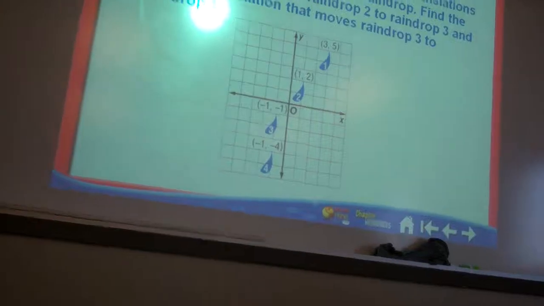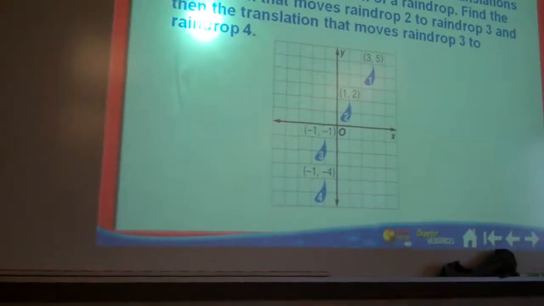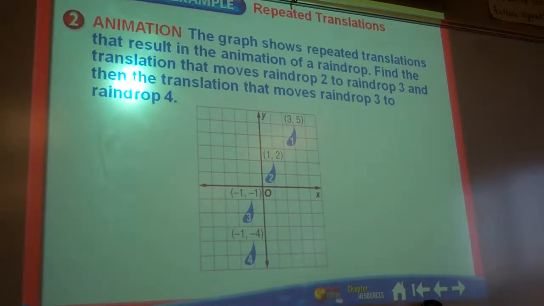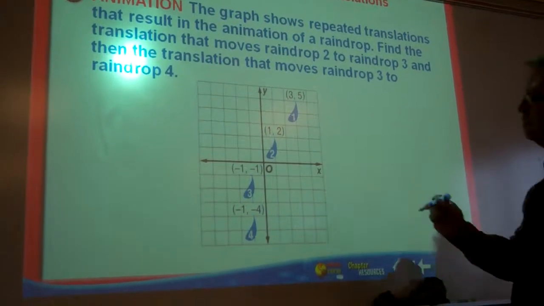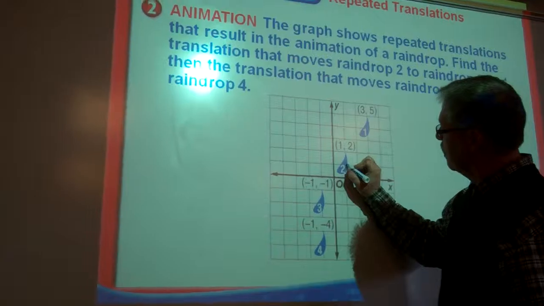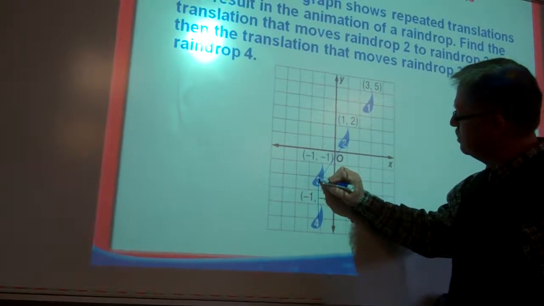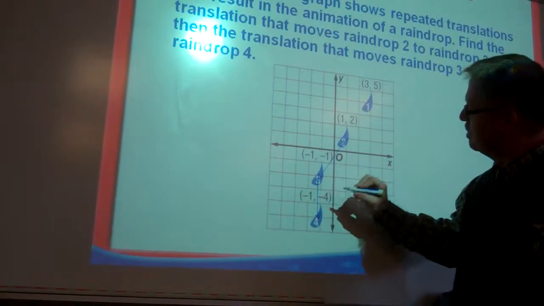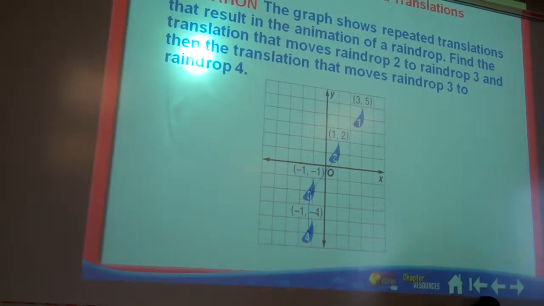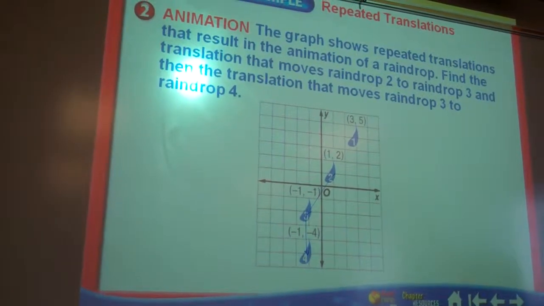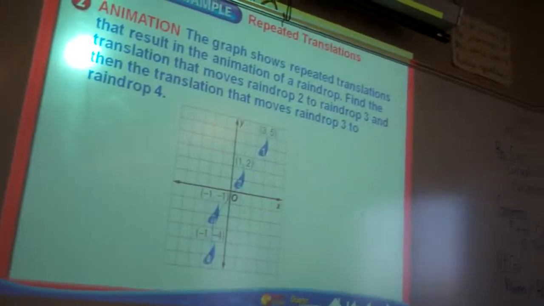We want to move raindrop 2 to raindrop 3, and then raindrop 3 to raindrop 4. We want to go 2 moves. We have to find the translation that moves it really from spot 2 to spot 4.